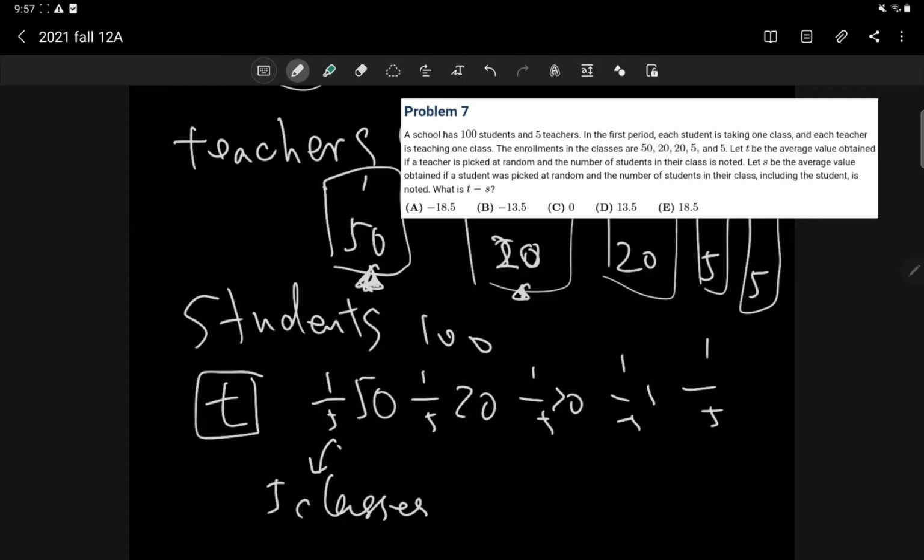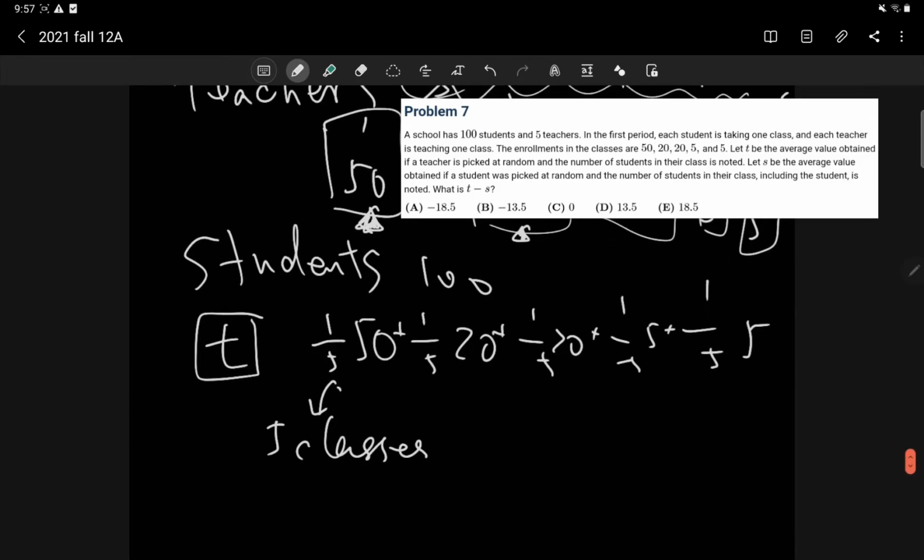We do the same thing for the other classes, and because we are doing an average, or in a more formal way, an expectation in probability, we sum them up. What we get is 100 divided by 5, which equals 20.